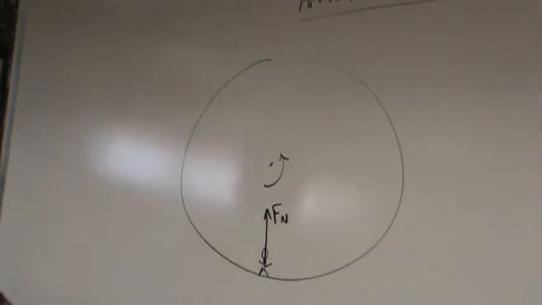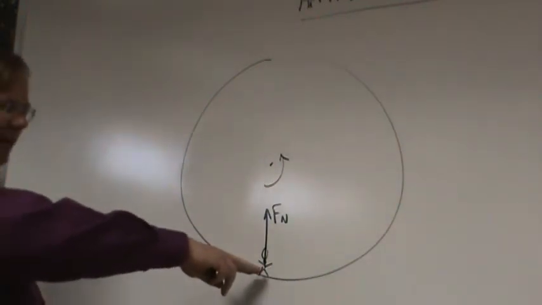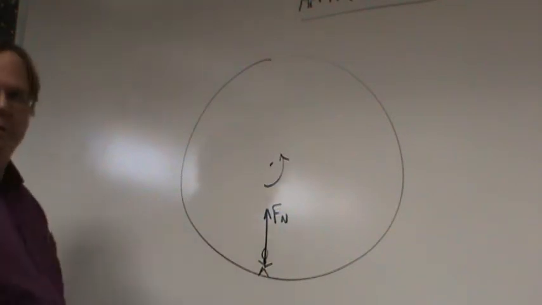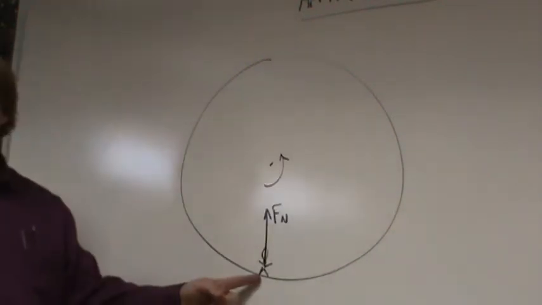Okay, so that's all we got is normal force. And tell me, what if he was standing on a trap door and the trap door opened suddenly? He wouldn't be going around in a circle anymore. What would he be doing?